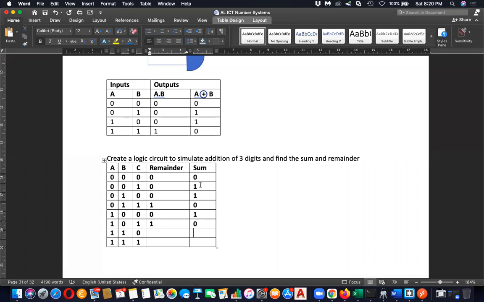Here 1 plus 1 is again 2. 2 means 0, remainder 1. 1 plus 1 plus 1? 1, remainder 1.